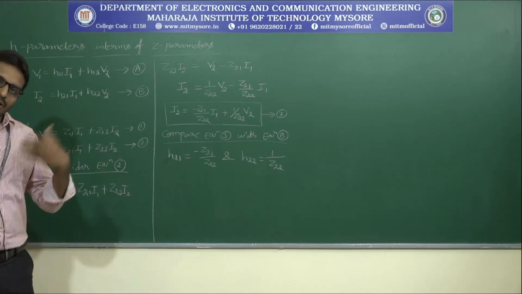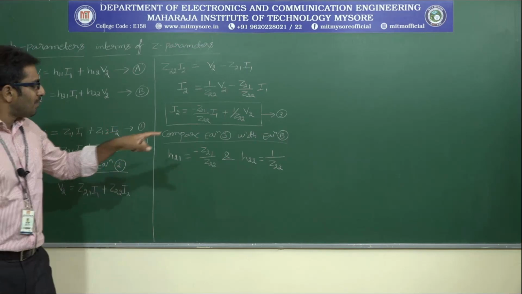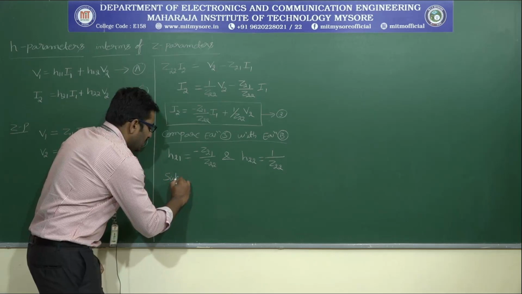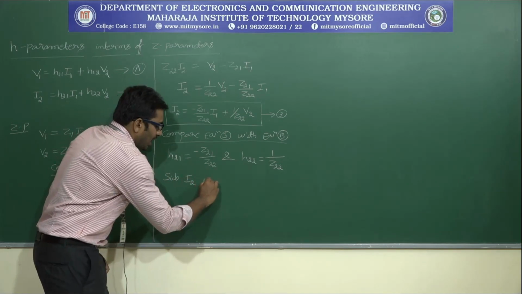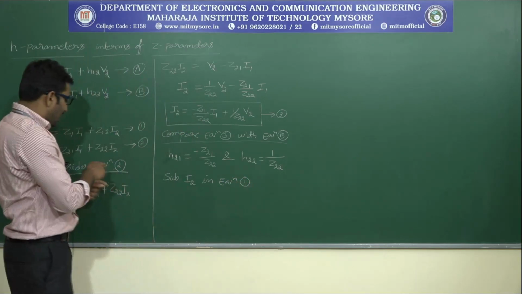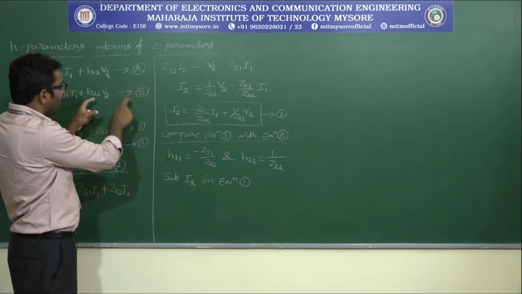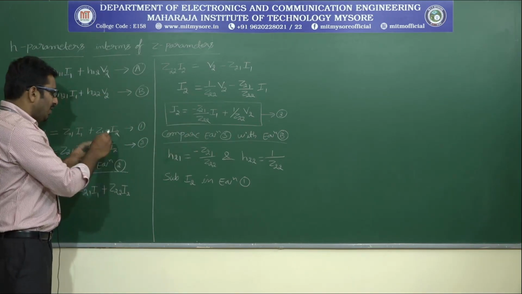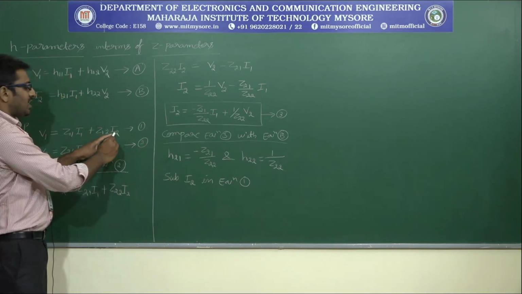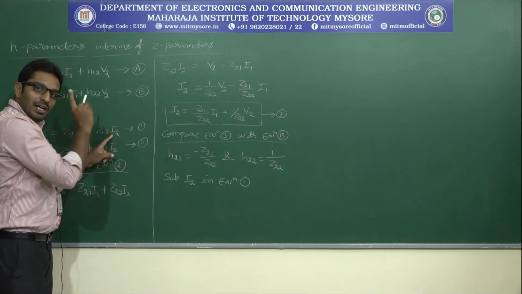Is it clear? Now, what is the next step? We already discussed many interrelationships. Substitute this I2 in equation 1, because we considered equation 2, rearranged it and compared with equation B, right? Then what is the remaining equation? That is equation number 1. Substitute I2 from equation 3 in equation 1.